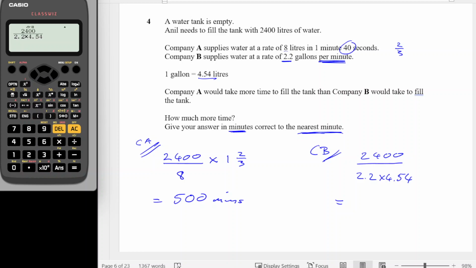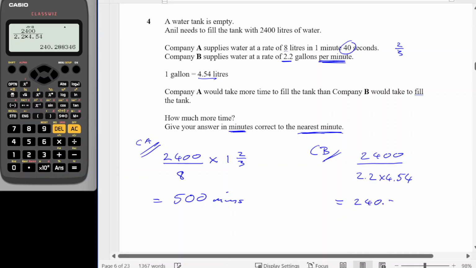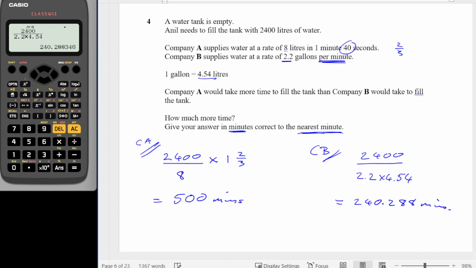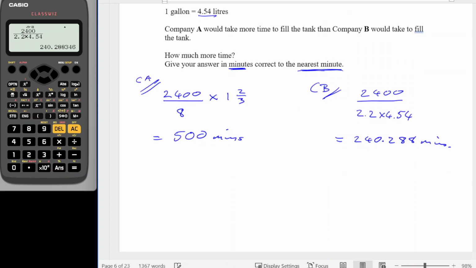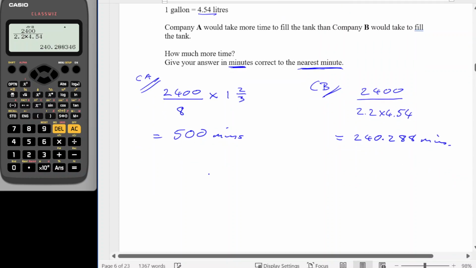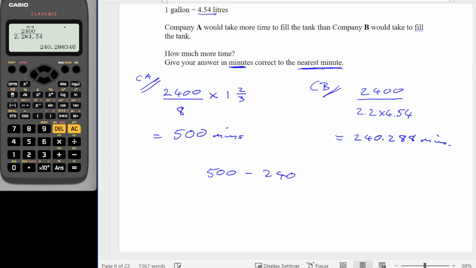So that's going to take me 240.288 minutes. So the question actually asks, though, how much more time, given your answer in minutes correct to the nearest minute. So I need to do 500 minus 240.288 dot dot dot. And I'm going to keep that exact.